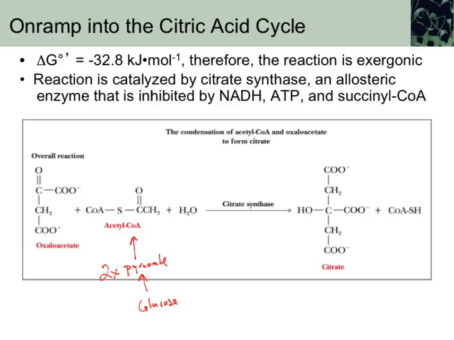Does that make sense? Glucose to pyruvate is known as our glycolysis. Pyruvate all the way out and around back to oxaloacetate is known as our citric acid or Krebs cycle.